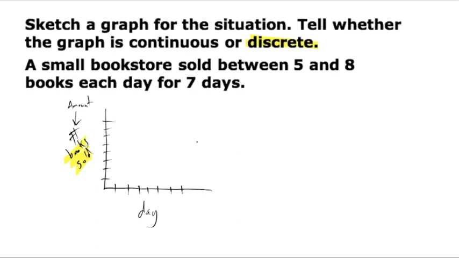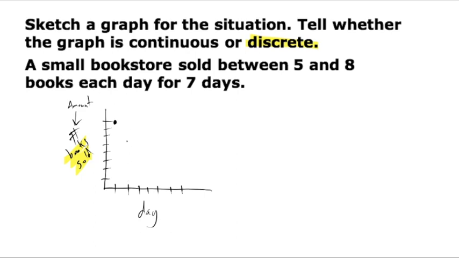So we don't have any more information, so we kind of get to make it up. As long as each day that I have, my point is between 5 and 8, that's good. So let's say on the first day we sold 8 books. So I'm going to come up here to 1, 8, and there's my books sold.